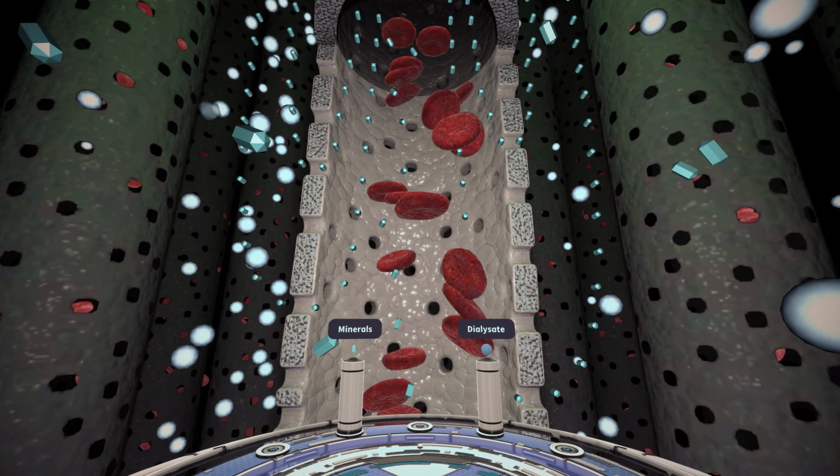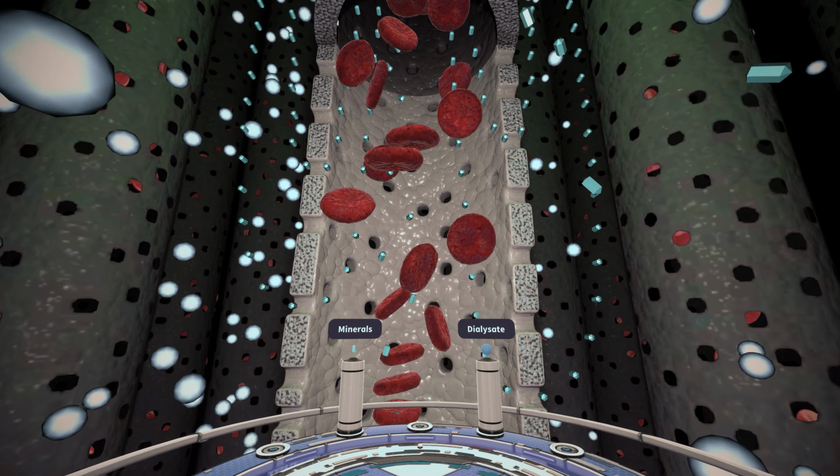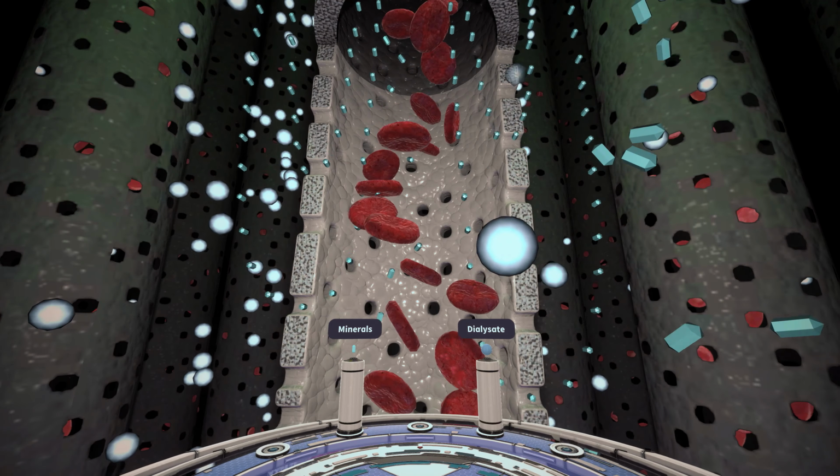I hope that seeing diffusion and osmosis has helped you to understand it better. Next time we are together, we will discuss the last part of the extracorporeal circuit, the arteriovenous bloodline.